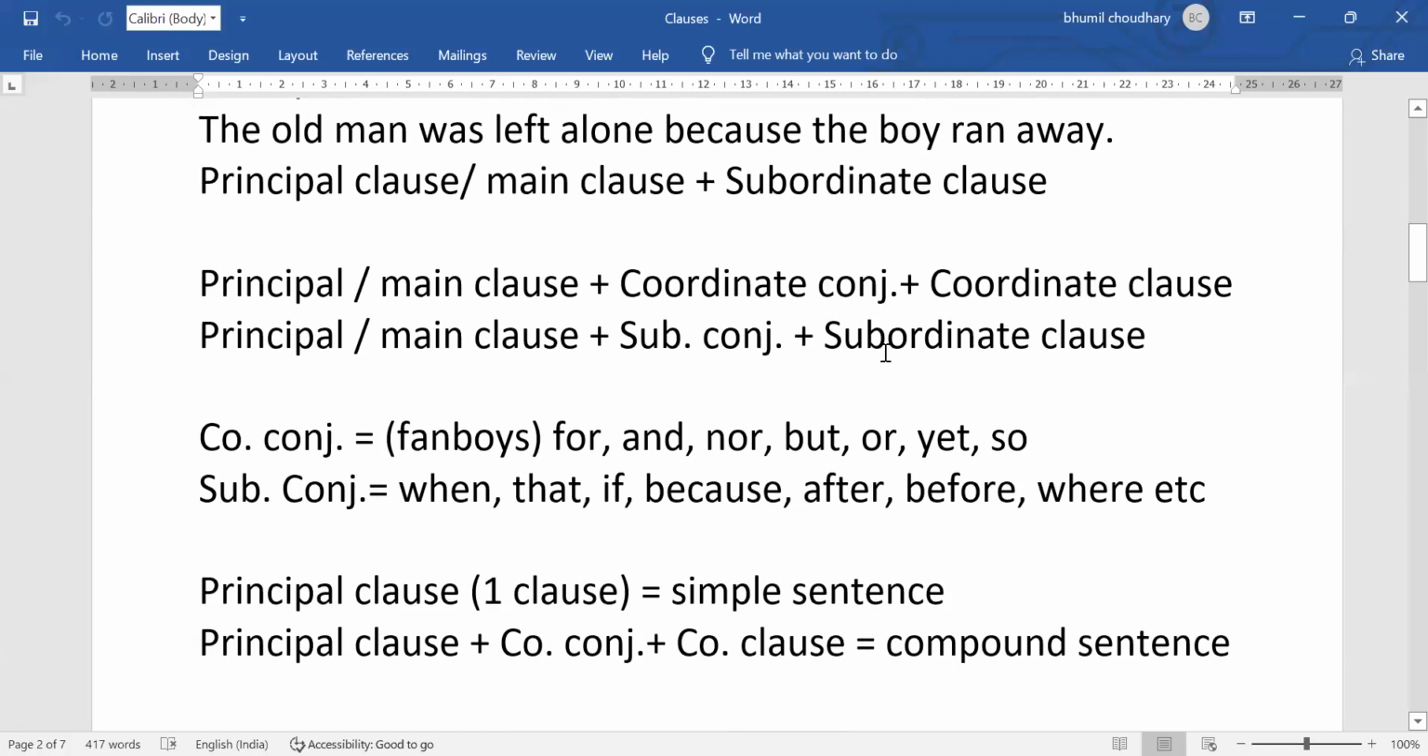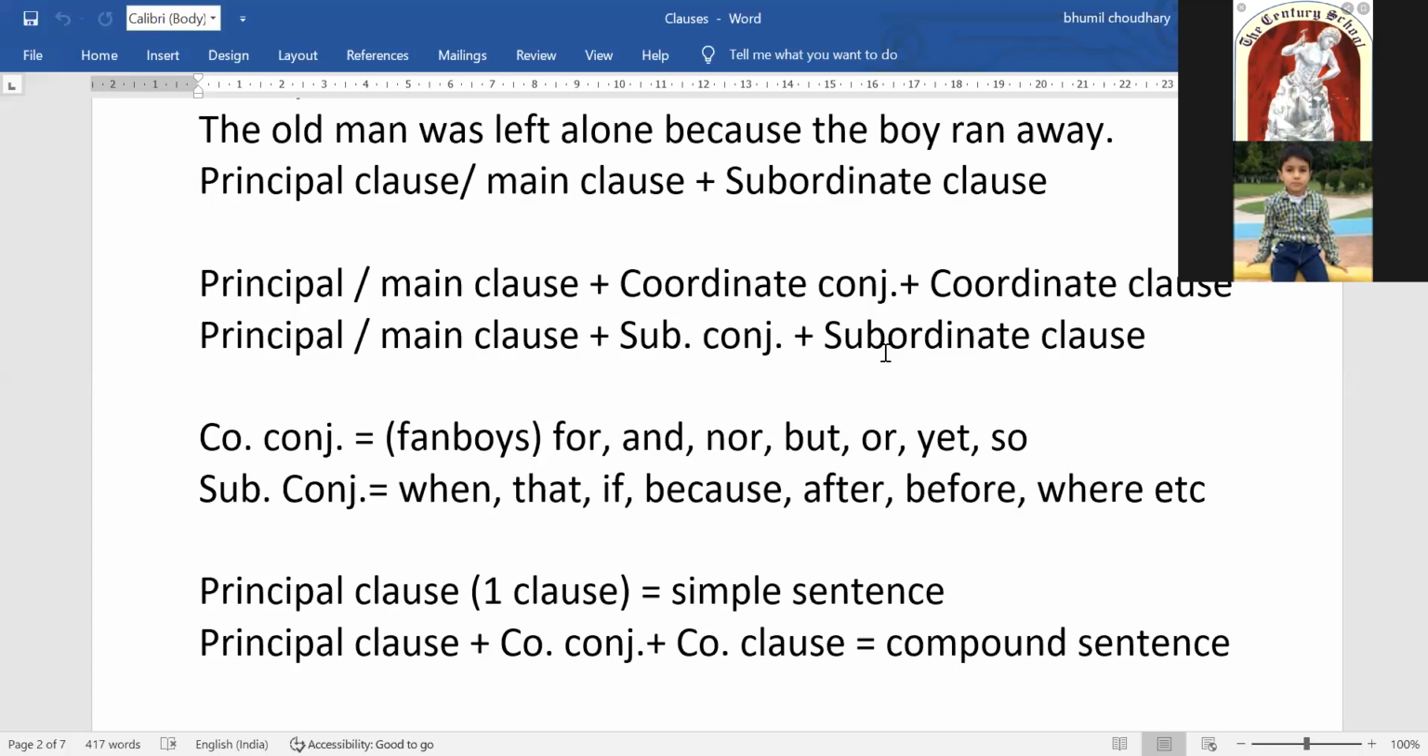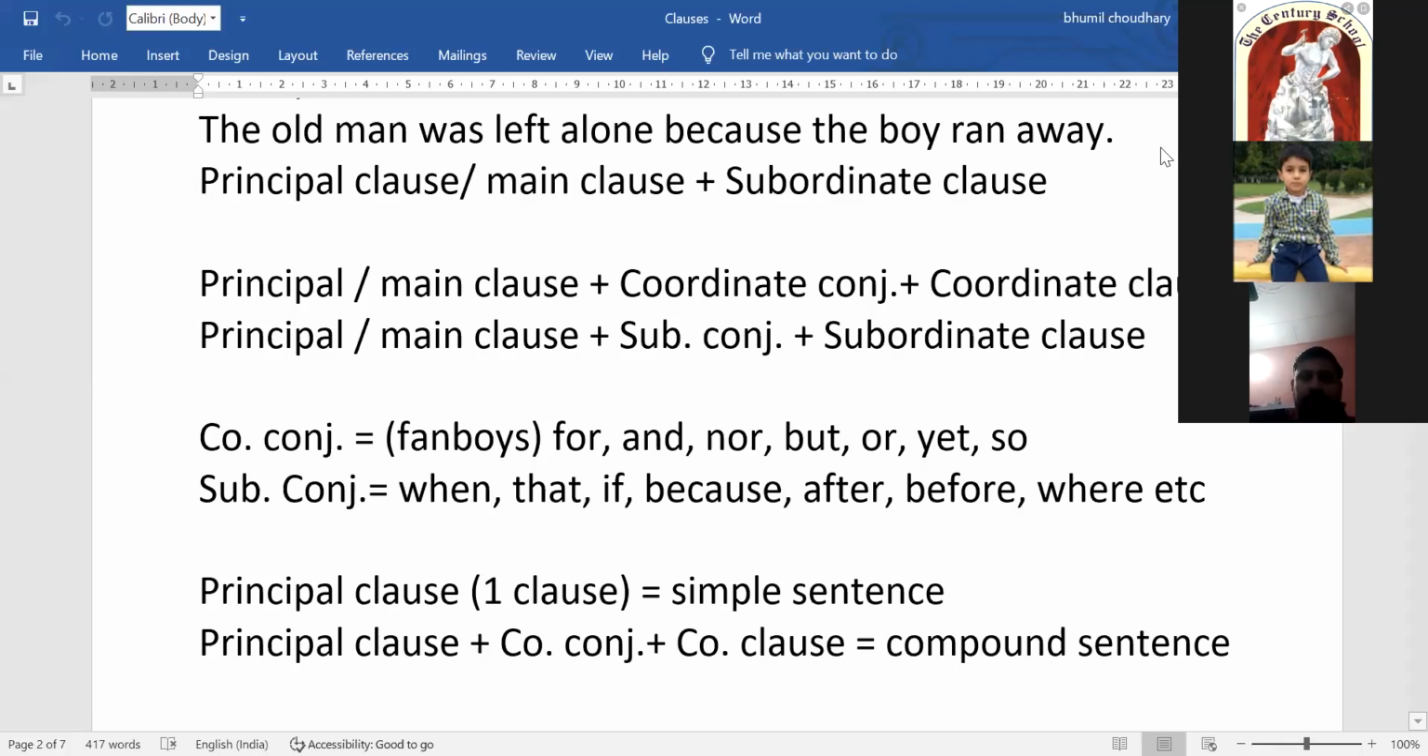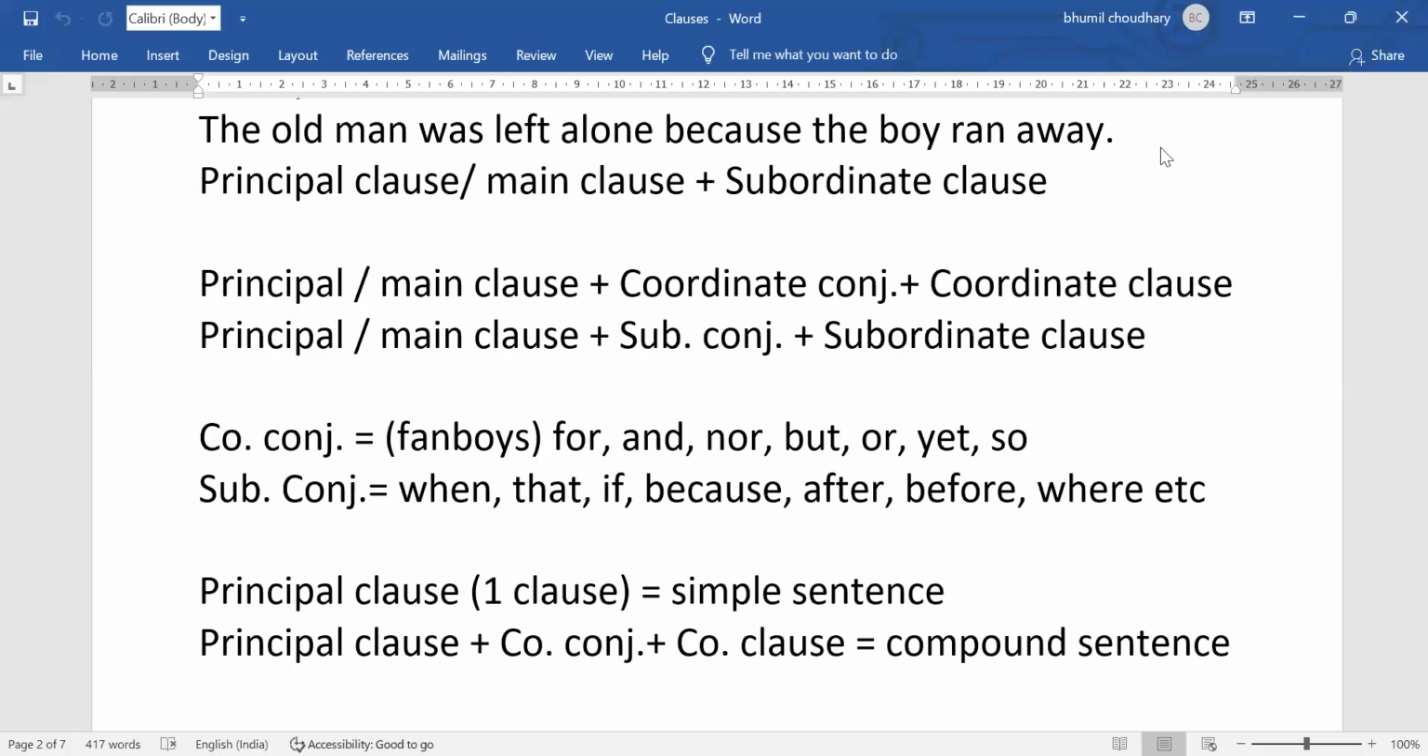So if there is only one clause in one sentence, it means that is a principal clause, that's the main clause, right? But if there are two clauses in any sentence, it means first is principal clause, second can be coordinate clause or subordinate clause, right?